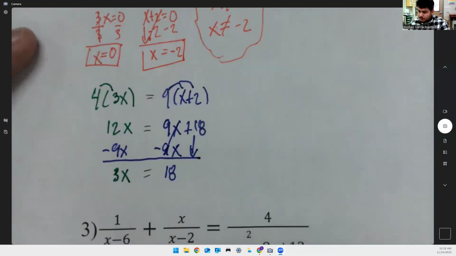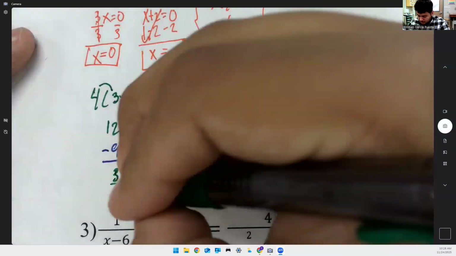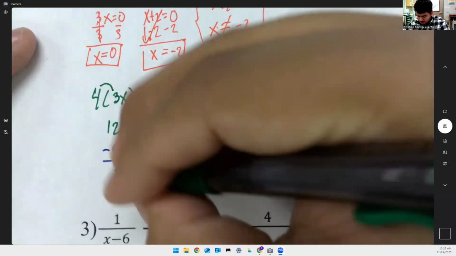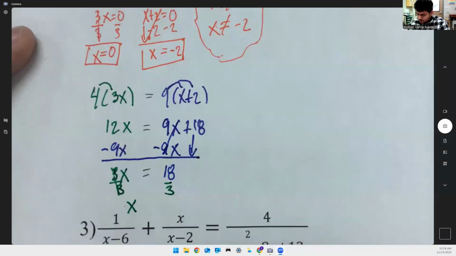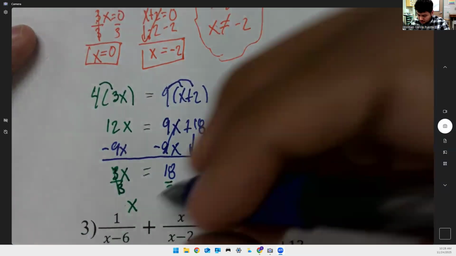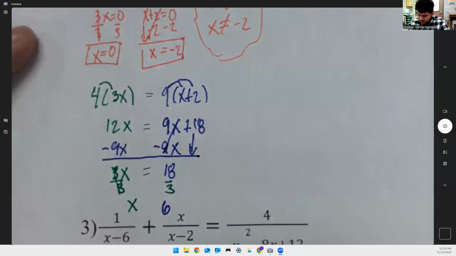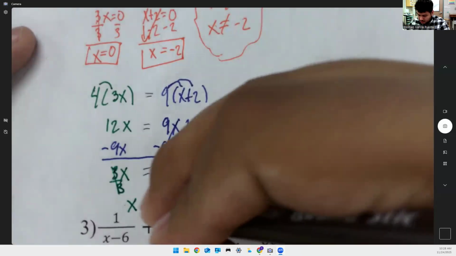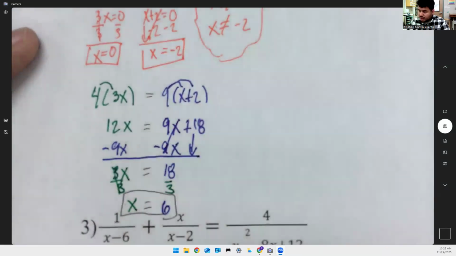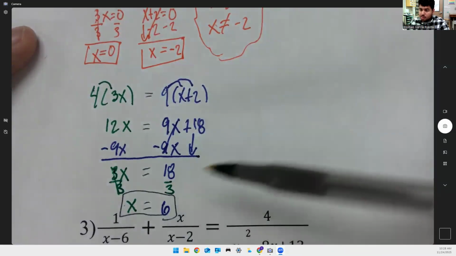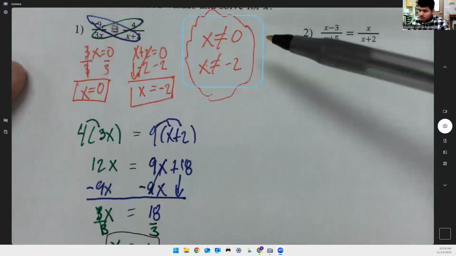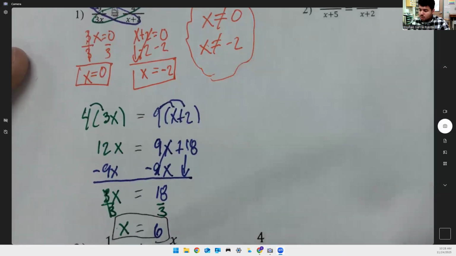So now, how do we get rid of this 3? You divide by 3 on both sides. So the 3's are going to cancel, and 18 divided by 3 is just 6. And so your answer is going to be x equals 6. And I'll just make sure to check that this answer isn't part of your excluded values. So our excluded values are 0 and negative 2, which 6 is not. So this is your answer, and you're done.